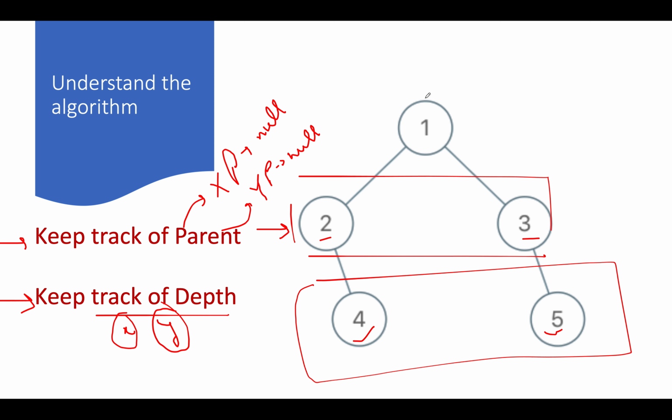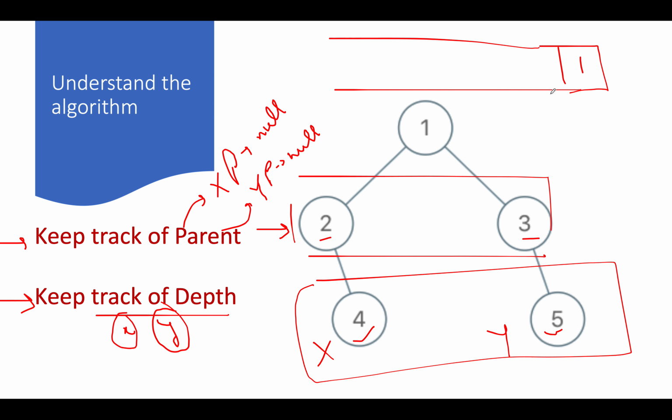So what we are going to do, we will start the iteration with the typical BFS traversal, and let me just create a queue here. Let's hypothetically assume that x is given to us as 4 and y is given to us as 5. The first node that we will dump into the queue is 1, so 1 gets dumped, and this marks the completion of one level.